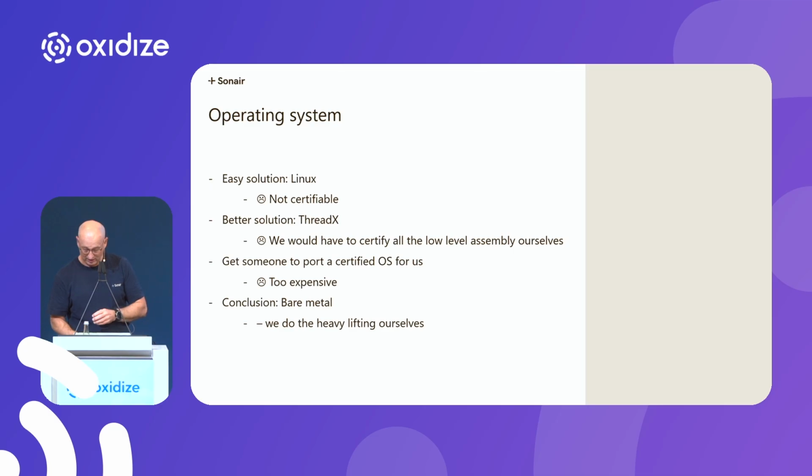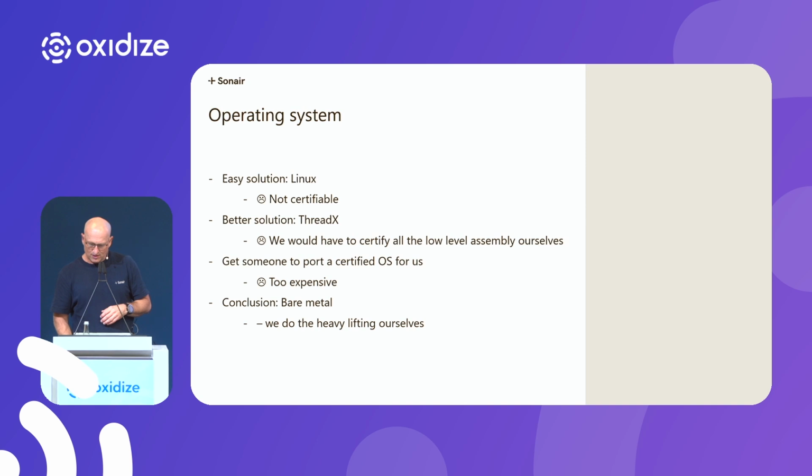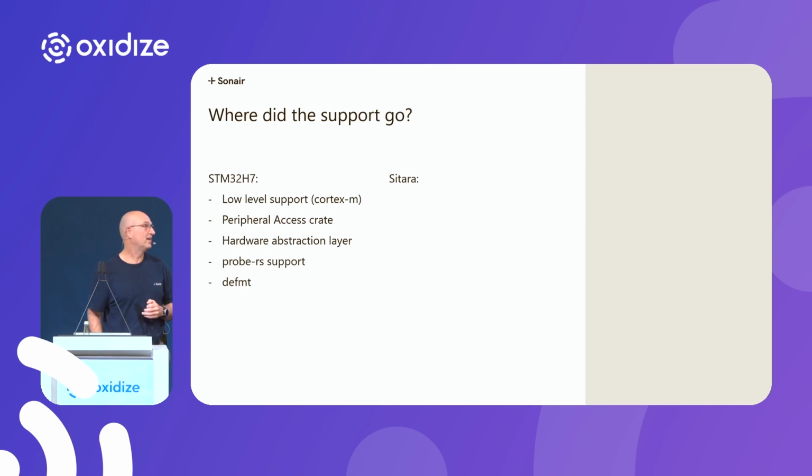And we had checked that the TI chip did have C code that could run. So we had already established that we were able to compile the C code, get it running on the evaluation kit, and we also compiled the Rust code and saw that, okay, we can get something running here. But where did the support go?